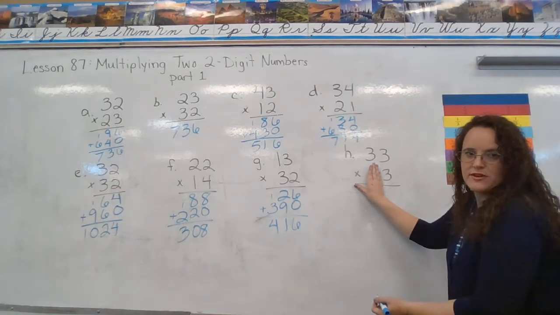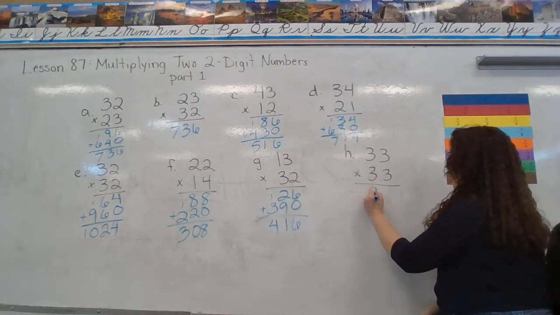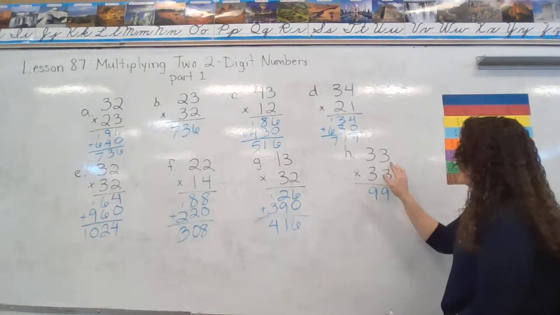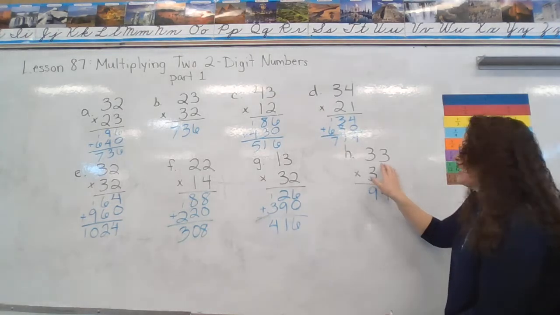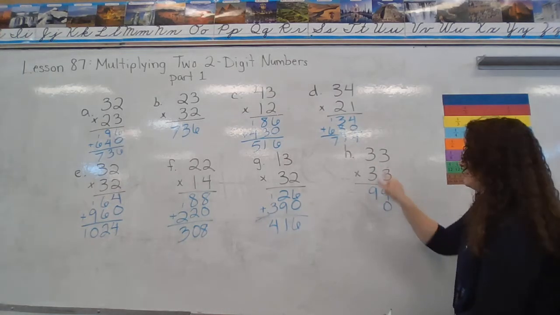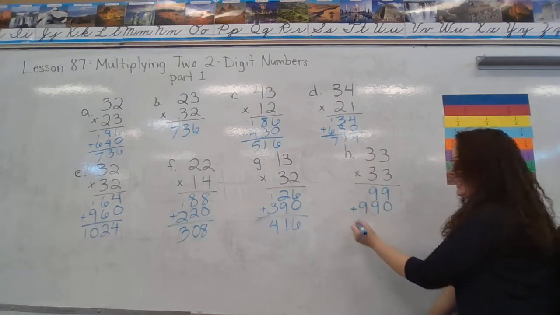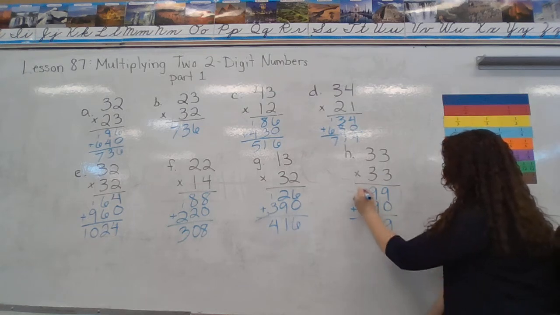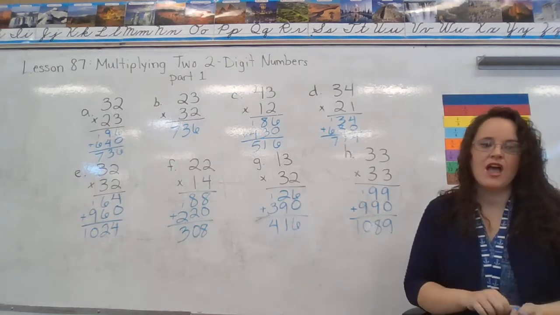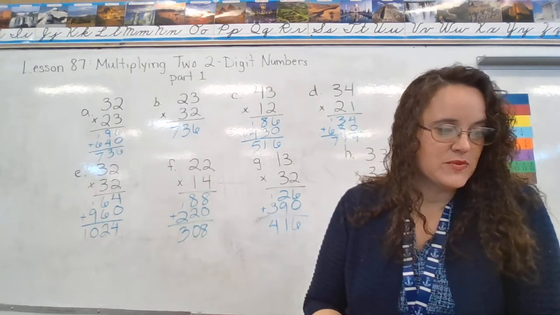Finally, we have 33 times 33. Multiply 3 times 33 first. That was kind of like our 22 times 4. 99. Now we're going to multiply 30 times 33. It'll end with a 0. And then once again, 3 times 3, 3 times 3. 9, 9. We'll add. And we have 1,089.